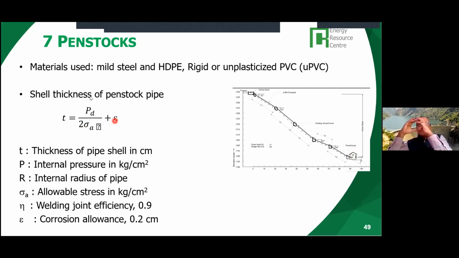One thing is the material used: mild steel, high density polyethylene pipe, or rigid unplasticized PVC, which they call UPVC. You can use these types of materials, but the normal common material is mild steel. Depending on the thickness of the pipe, the cost of the penstock will vary. So we have to calculate the thickness of the pipe, and this depends on the internal pressure, internal radius of the pipe, and the allowable stress.